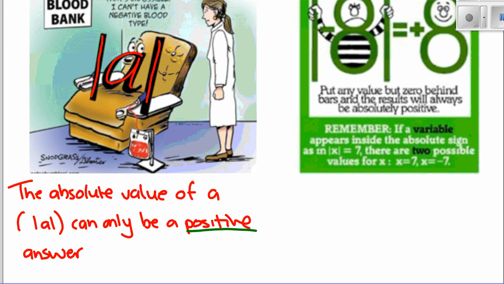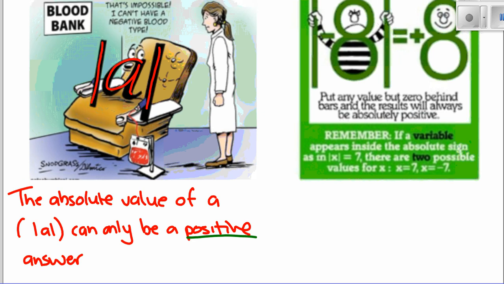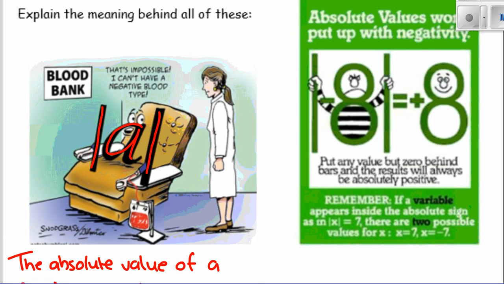The next little poster, we've got the absolute value of 8. So I've got the number 8 in here. It's saying the absolute value of 8 equals positive 8. So absolute values won't put up with negativity. It says put any value but 0 behind bars. Actually, notice this is negative 8, sorry. The absolute value of negative 8 is positive 8. The absolute value of positive 8 is positive 8. Put any value but 0 behind bars and the results will always be positive.